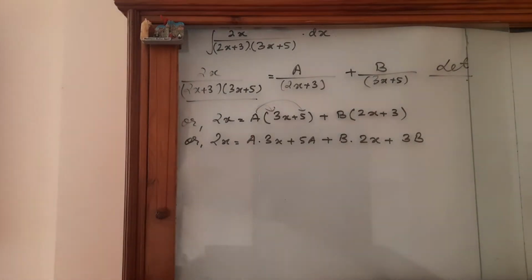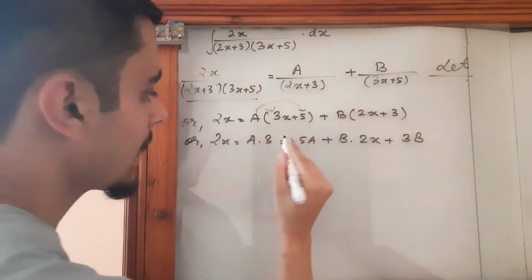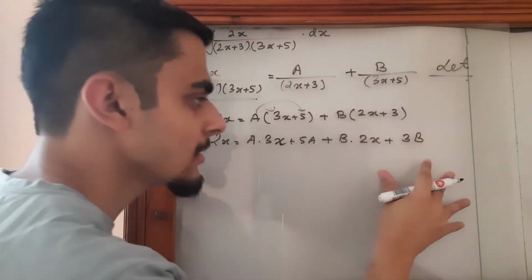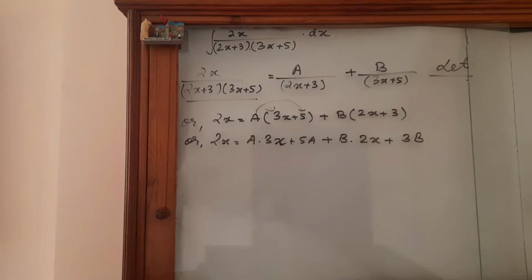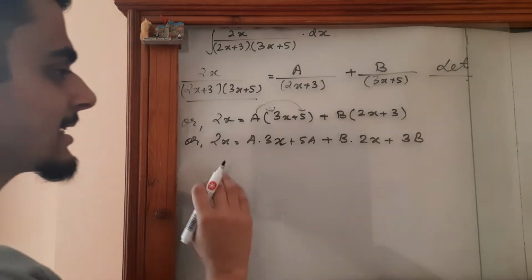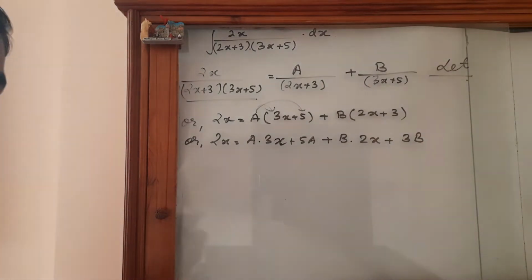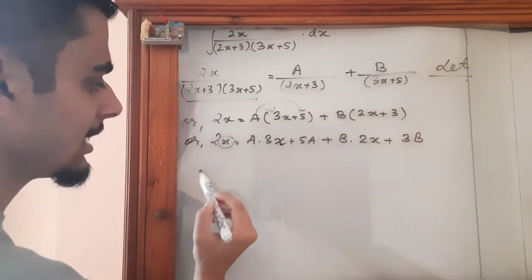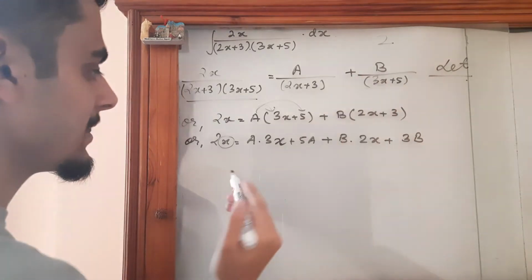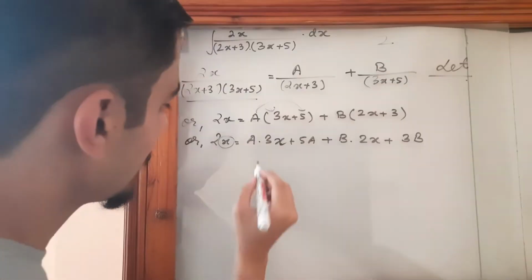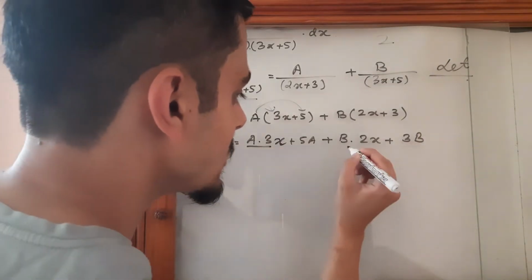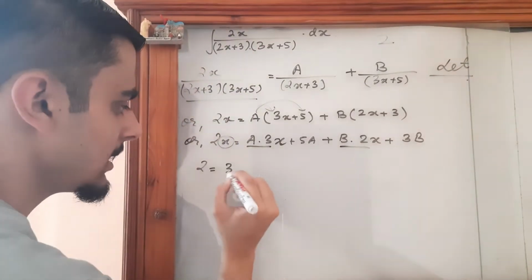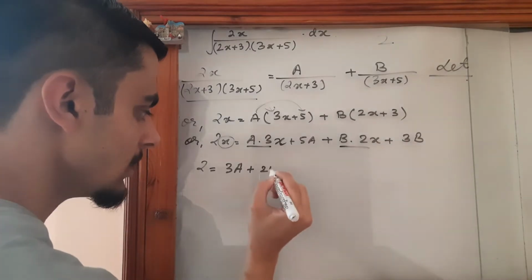I hope you know that we can equate the coefficients of the same variable of the same power in the right hand side as well as the left hand side. That's exactly what we will do right now. The coefficient of x in the left hand side is 2, and that in the right hand side is 3a and 2b. So 2 is equal to 3a plus 2b.